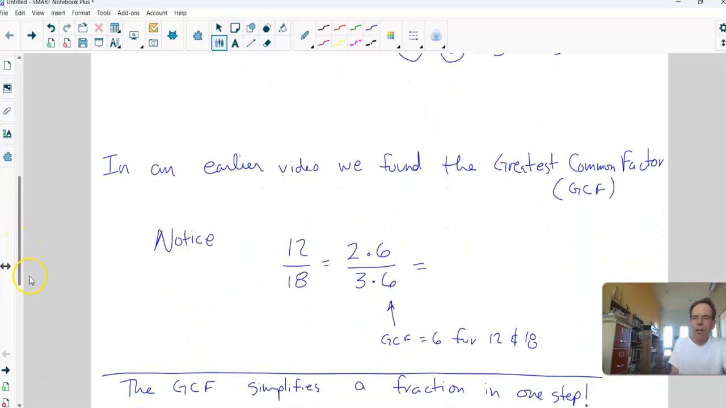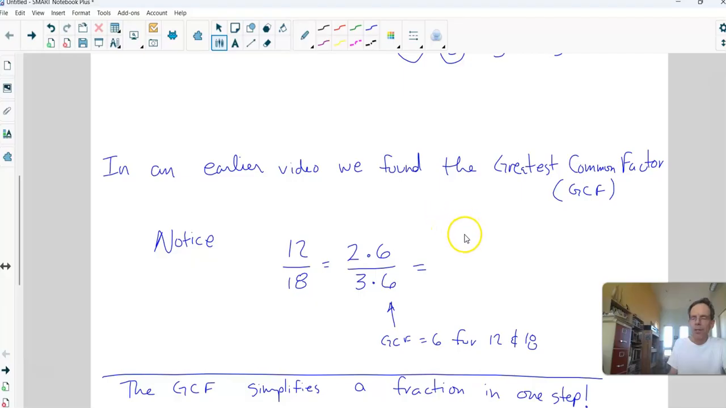Let's tie in a previous video. Remember when we got the greatest common factor? We did it for 12 and 18, and we found that it was 6. So notice that 12 can be written as 2 times 6, and 18 is 3 times 6. 2 and 3, those are prime numbers. And the 6s, what if we break this up like this? This is like 2/3 times 6 over 6, where the 6s are the greatest common factors. Well, 6 over 6, ta-da, that's 1. And we get 2/3 again, just like we got before.